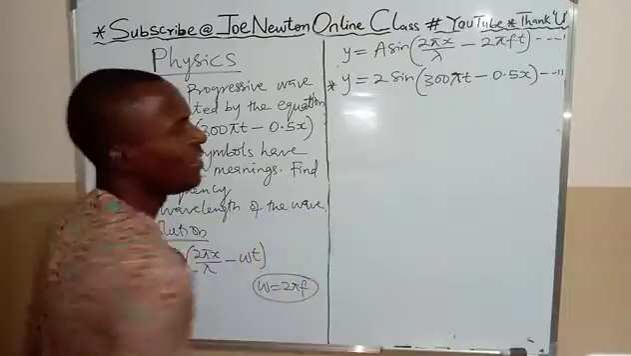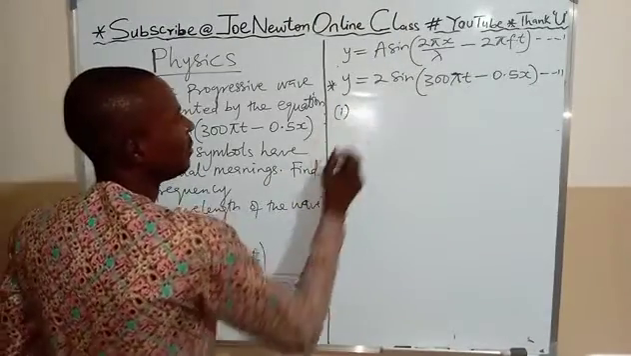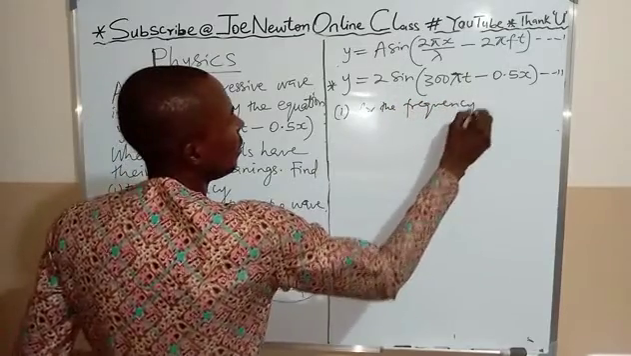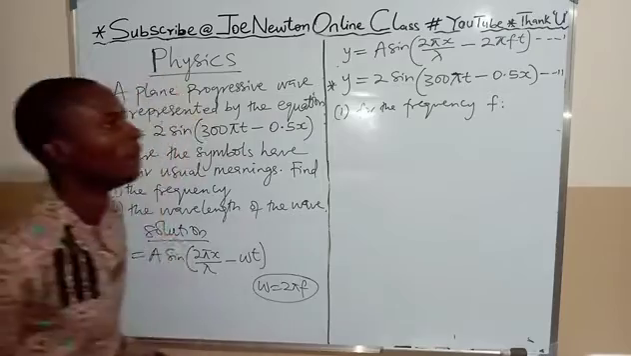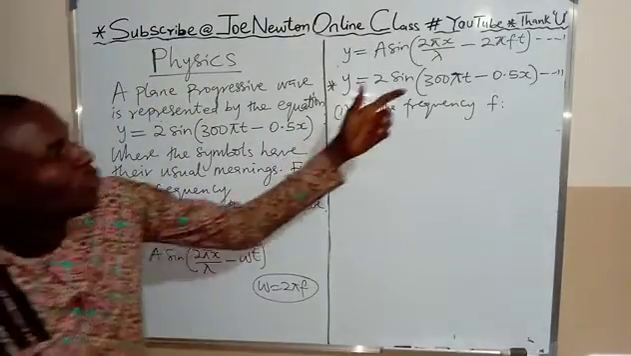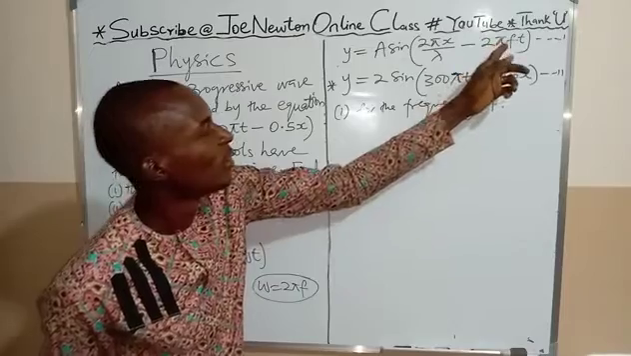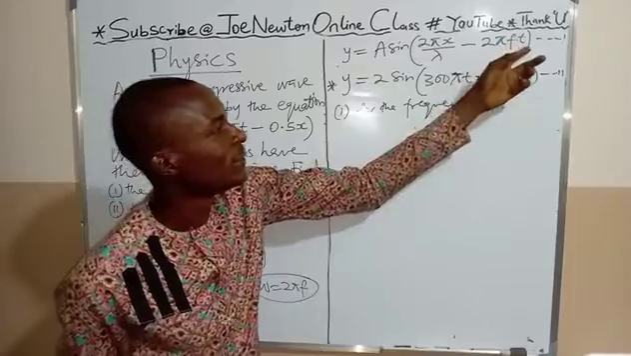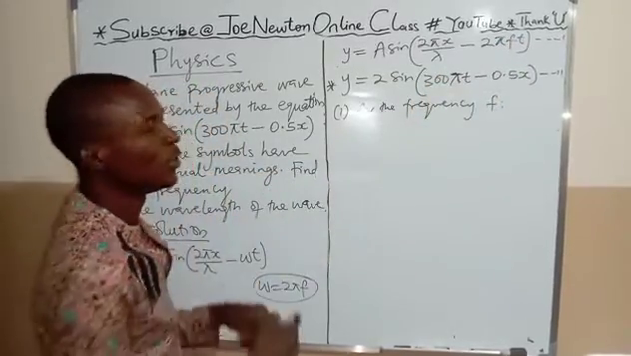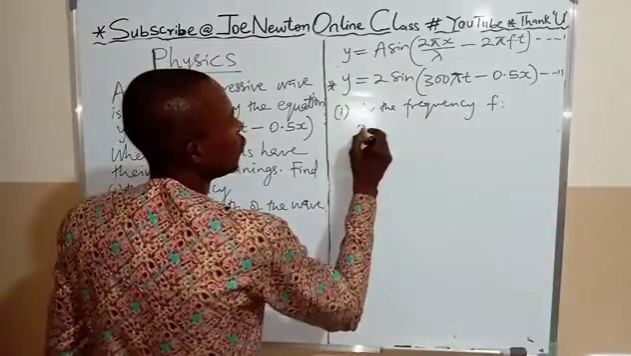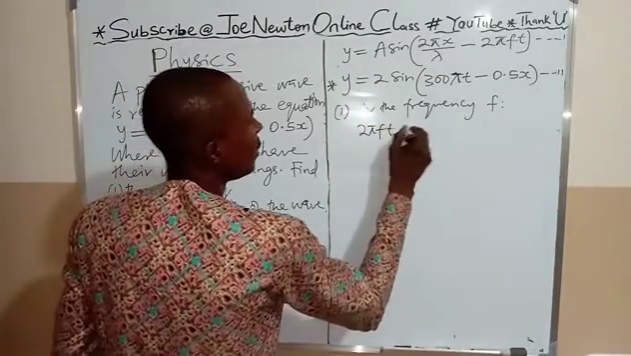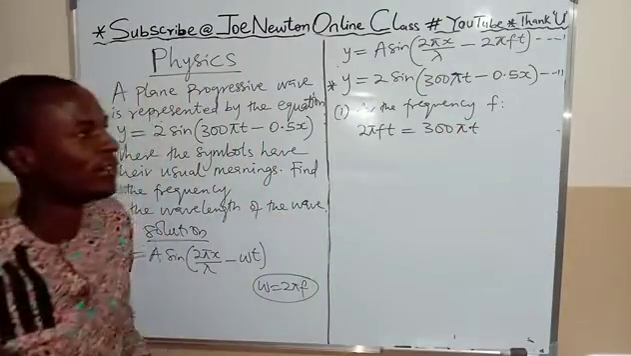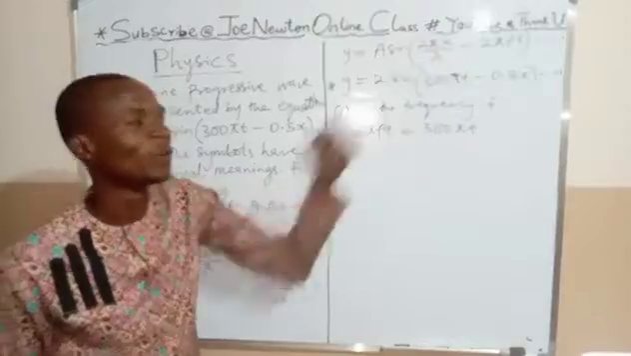Now, comparing these equations, for question (i), the frequency, which is f, we work. We have this equation versus this equation, the one with 2 pi f t versus the one with 300 pi t. Now, equate them, you have that 2 pi f t equals 300 pi t. That is comparing the standard equation versus the given equation.